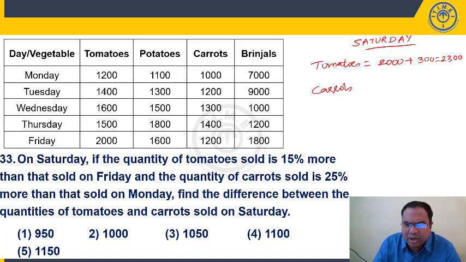What about carrots? Carrots are 25% more than that sold on Monday. Monday, how many carrots sold? 1000. 25% means 1/4 more. 1/4 means 250 more. So it is 1250.